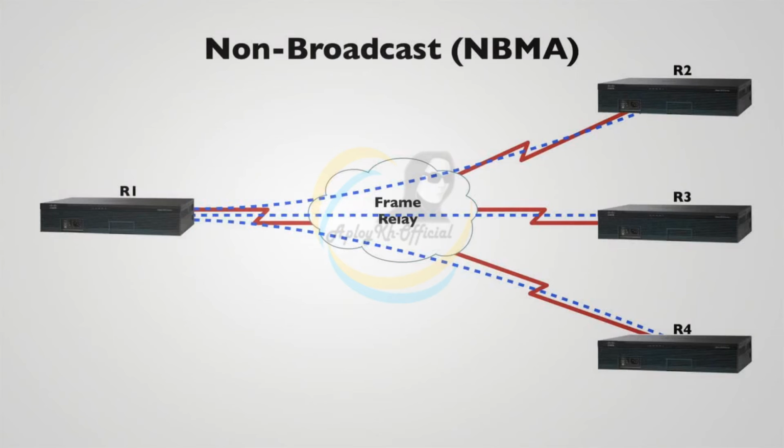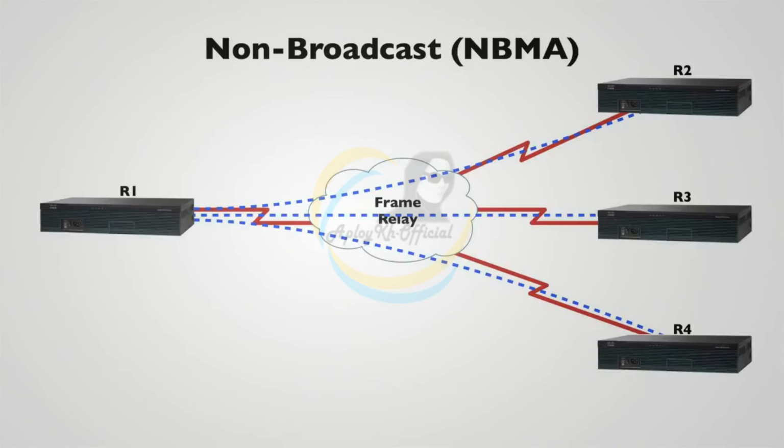Next is the non-broadcast OSPF network type, sometimes referred to as a non-broadcast multi-access network, or NBMA. This might be a frame relay network. Let's pretend that router R1 is at our headquarters, and routers R2, R3, R4, they are all at different remote sites. And maybe they all belong to the same subnet.